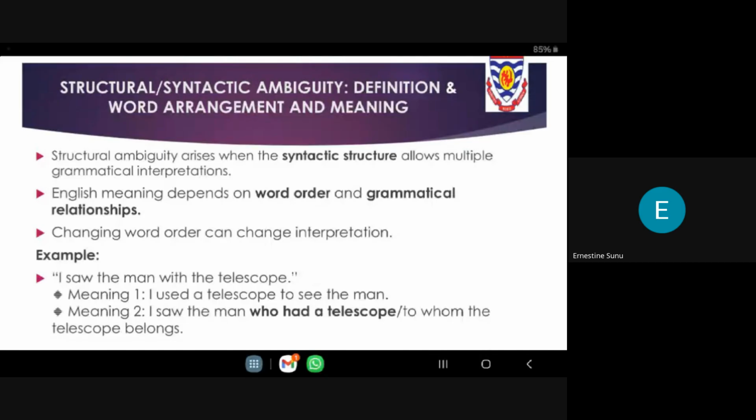Example: I saw the man with a telescope. So right now, it can mean that the man has a telescope, and then it can also mean that you have used a telescope to see the man. Please, the next one.